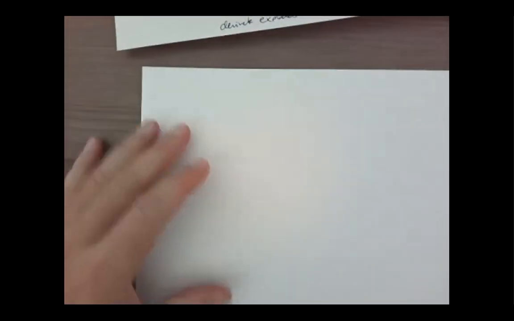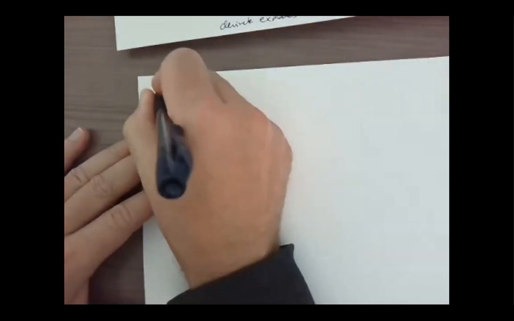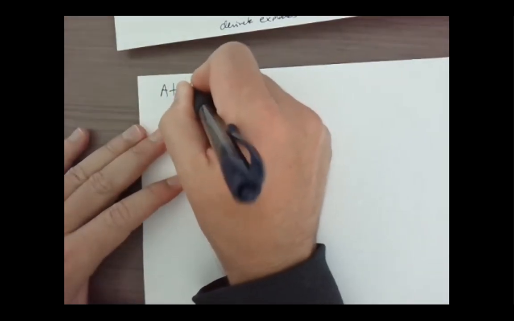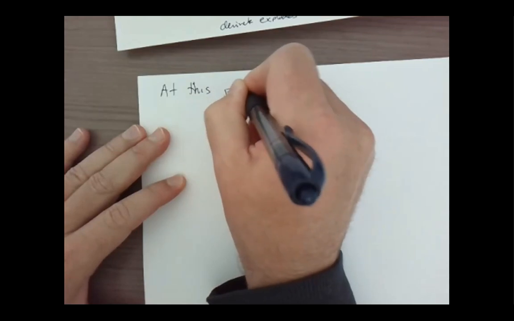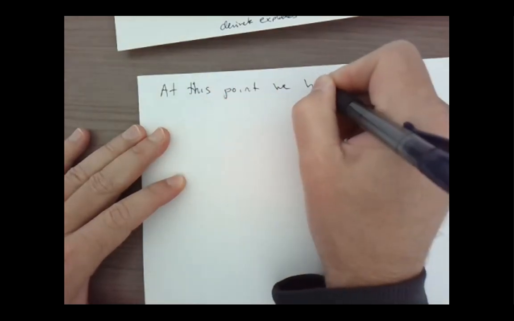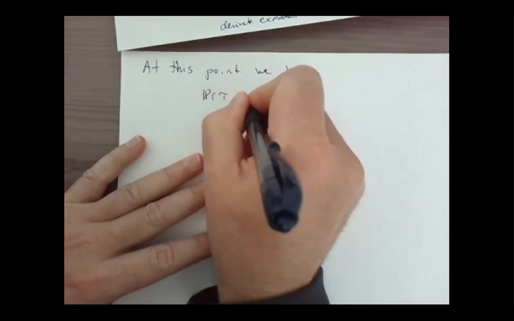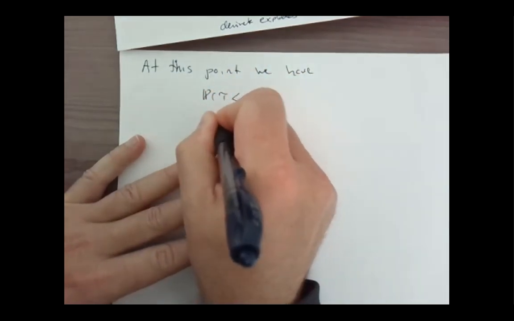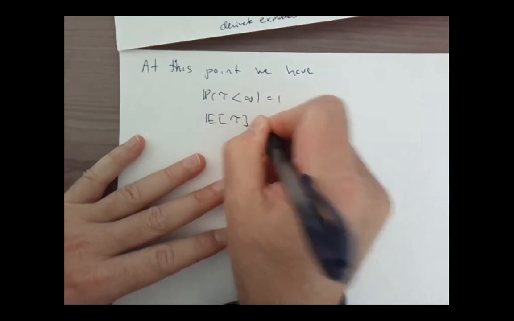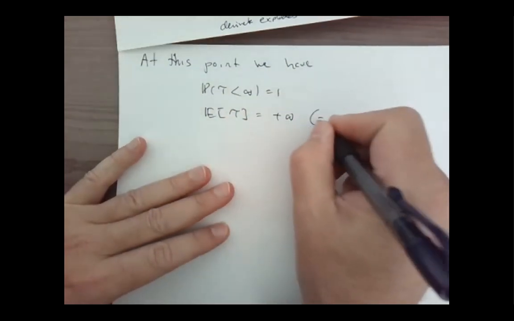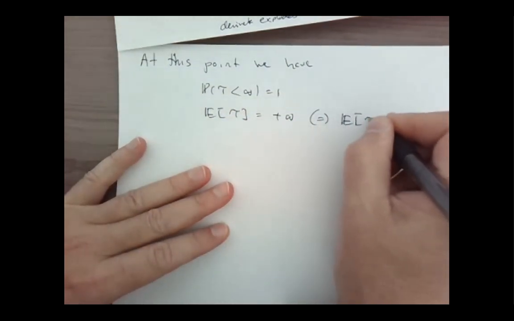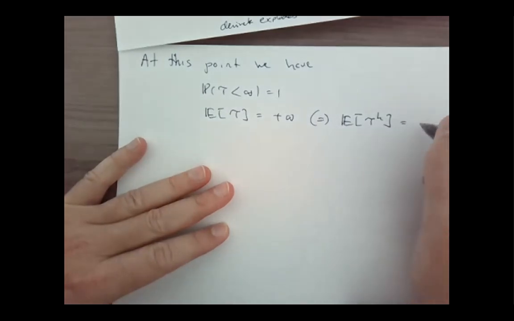And of course, if there's no moment, right? So at this point we'll have that the probability that tau is finite is 1, and we will have that the moment is plus infinity. And of course, this implies that all moments are equal to plus infinity for any k.